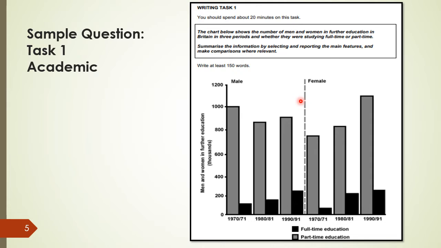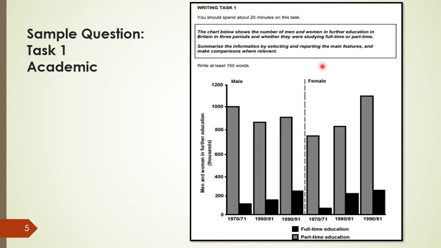So in this case, you will have written reports on many task 1 questions. For example, in this task, the question says the chart below shows the number of men and women in further education in Britain in 3 periods and whether they are studying full-time or part-time. Summarize the information by selecting and reporting the main features and make comparisons where relevant.